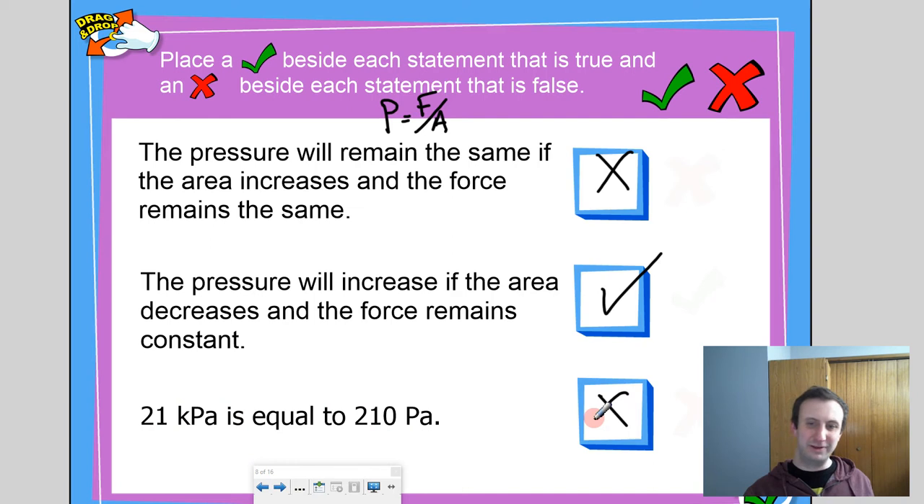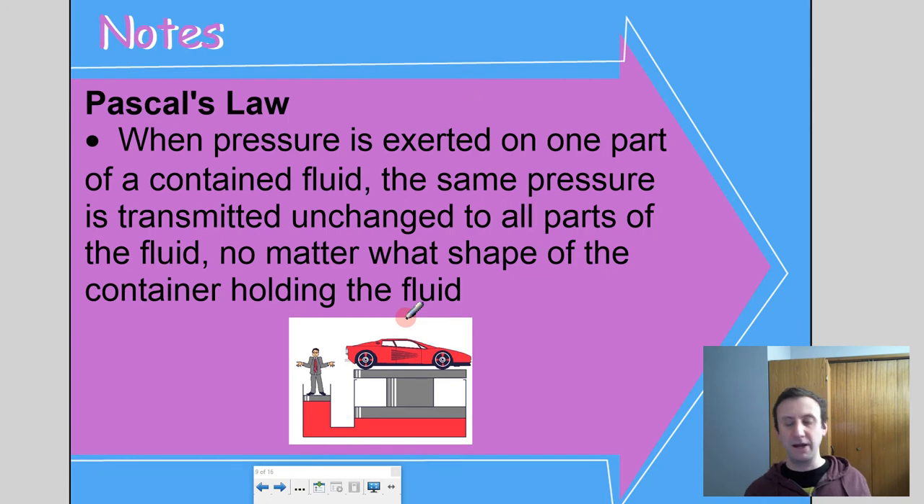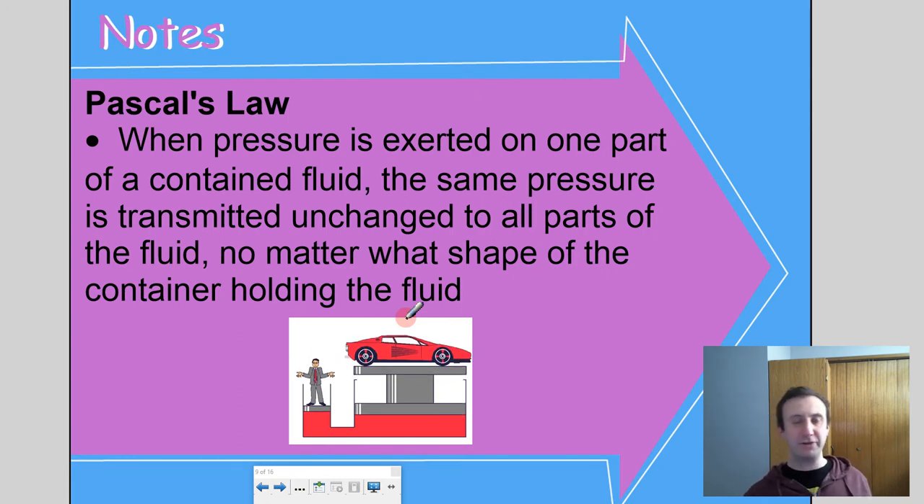And finally, 21 kPa is equal to 210 Pa. That's false. It would have to be 21,000 pascals because kilo, K, means 1,000. So actually, this is just two different ways of writing the same thing, right? Instead of writing the 3 zeros, I can write the K to mean thousands, right? Which is 3 zeros.